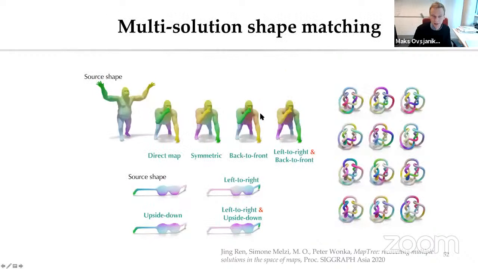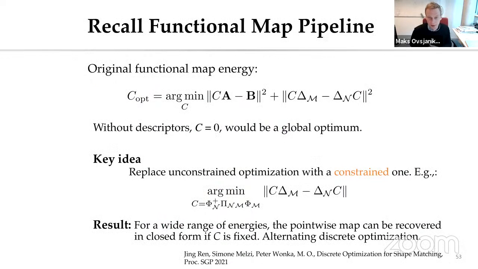And so, just as a few results, this allows you to compute not only a single correspondence, but multiple correspondences. Often there are multiple possible solutions that correspond to high quality maps, maybe symmetries, or different man-made shapes that have different symmetries, or even a complex shape with multiple intrinsic symmetries. And we can explore this through this map tree approach. Another thing that I wanted to mention briefly is that we also try to remove features or descriptors from the functional map pipeline.